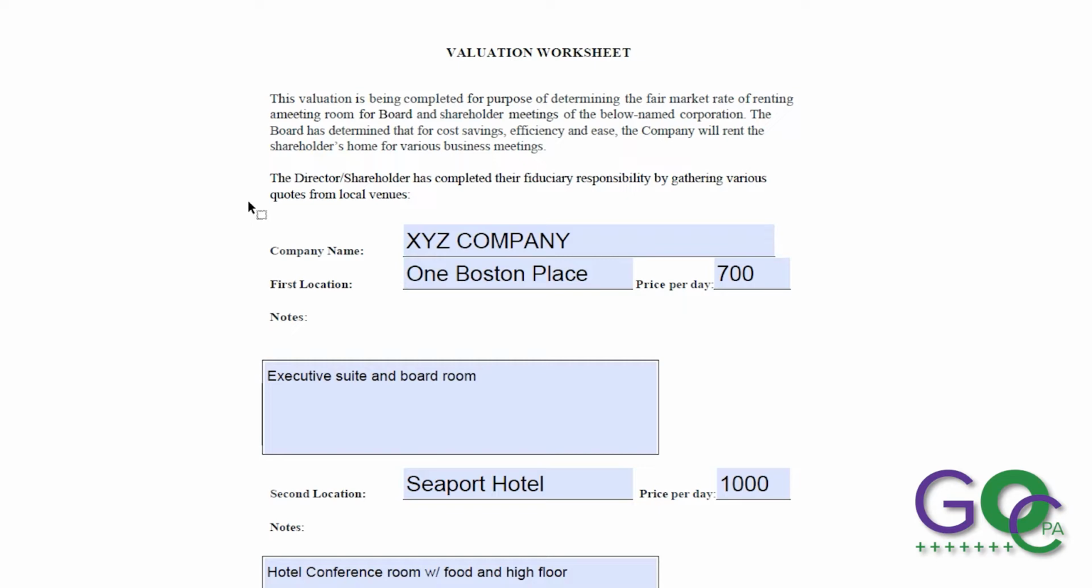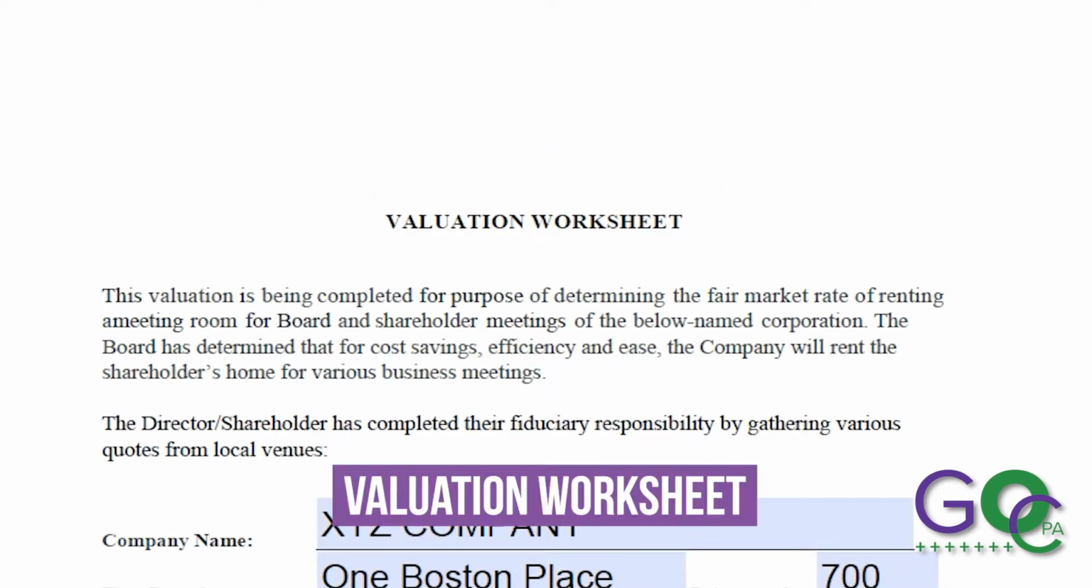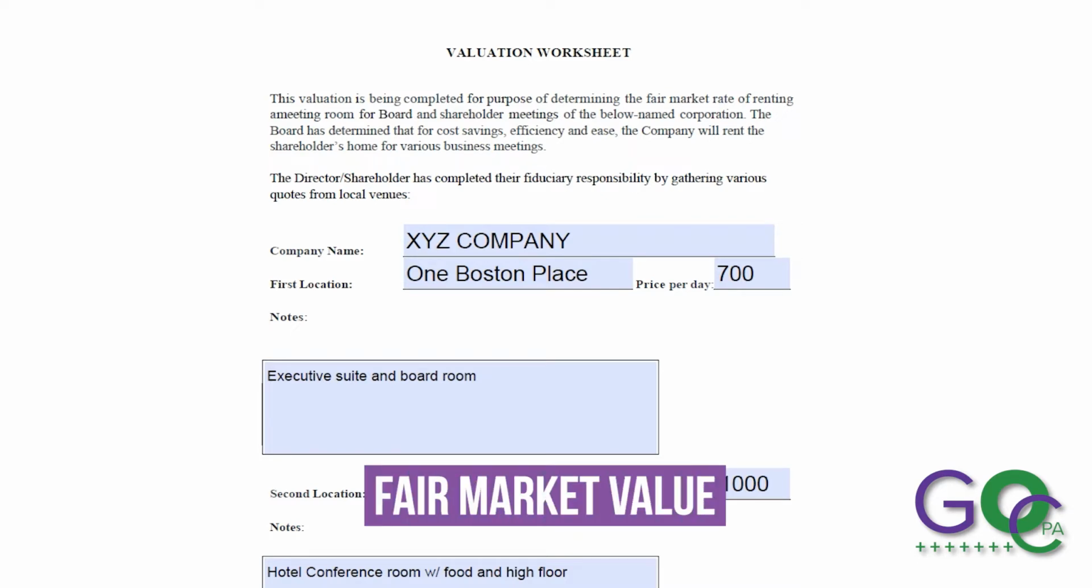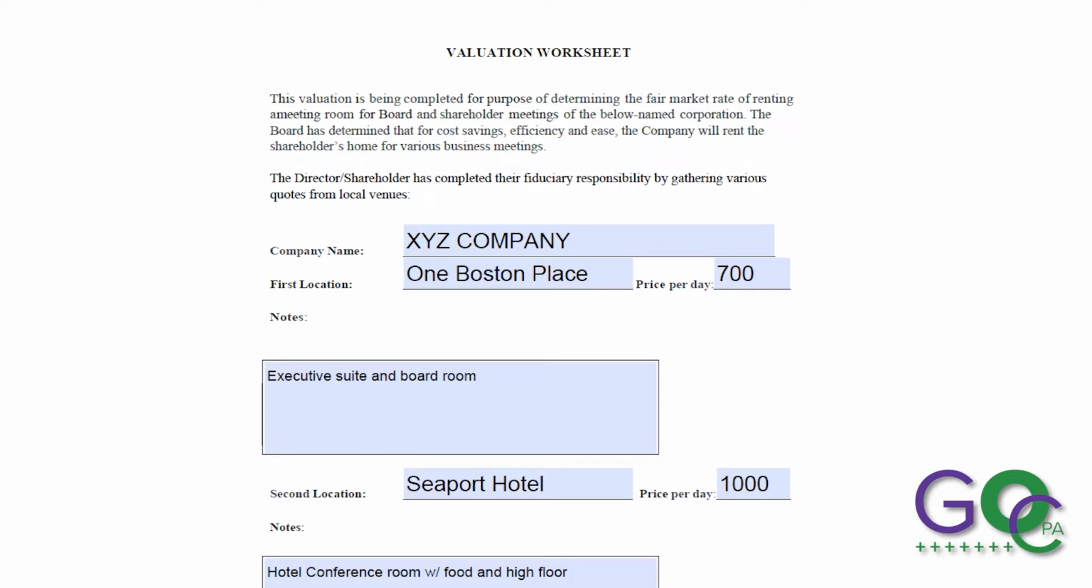So the first thing that we're going to go through in this workbook is what we call our valuation worksheet. The purpose of the valuation worksheet is that the company needs to determine the fair market value of renting a space for meetings, events, parties, board meetings, and vendor meetings in their area, right? Because different areas have different costs, whether it's city or suburbs. There needs to be a determined cost structure to justify the fair market value.